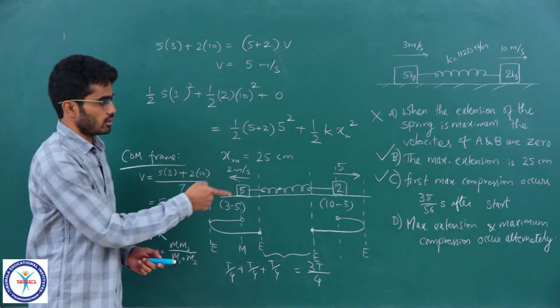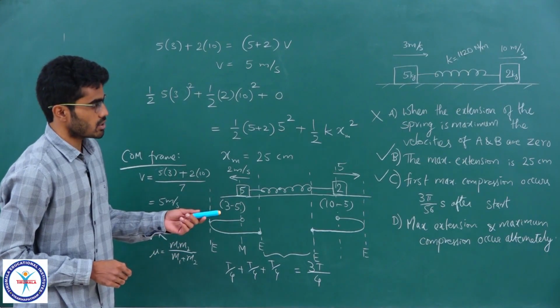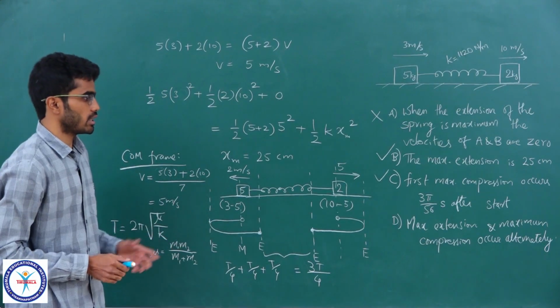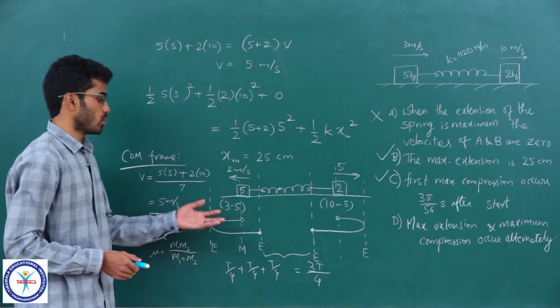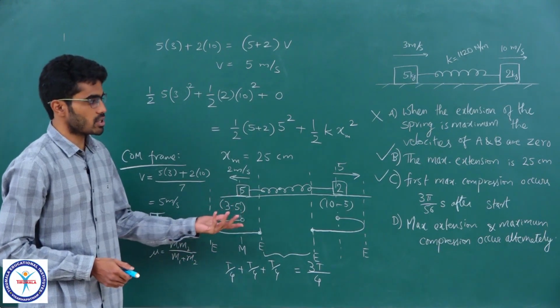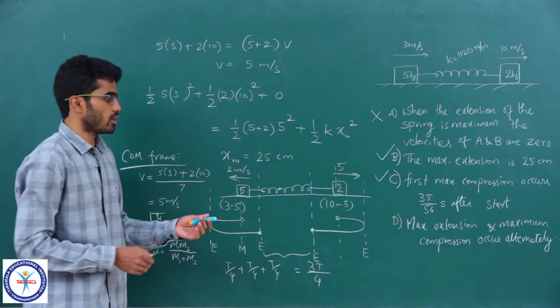And let us look at option D: maximum extension and maximum compression occur alternately. Yes, it is performing oscillations, so expansions and compressions will occur alternately. So, D will also be correct.